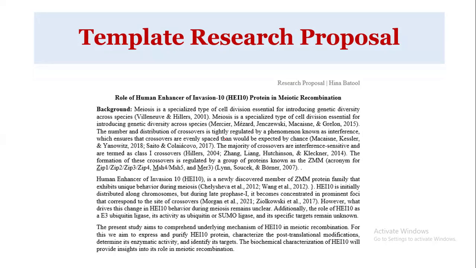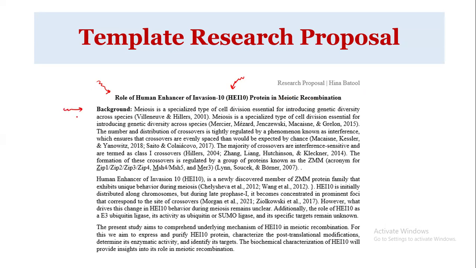Okay, here I have a template research proposal which I have written for a scholarship application. Here I will show you each section of this research proposal, and you can see how the information is listed. So this is the title, and you can see how concise and clear this title is and how it is reporting my research. The title is Role of Human Enhancer of Invasion 10 Protein in Meiotic Recombination. So it is very clear from reading this title that I am interested in the HEI10 protein, and the purpose of my study is to check the involvement of this protein in the process of meiotic recombination.